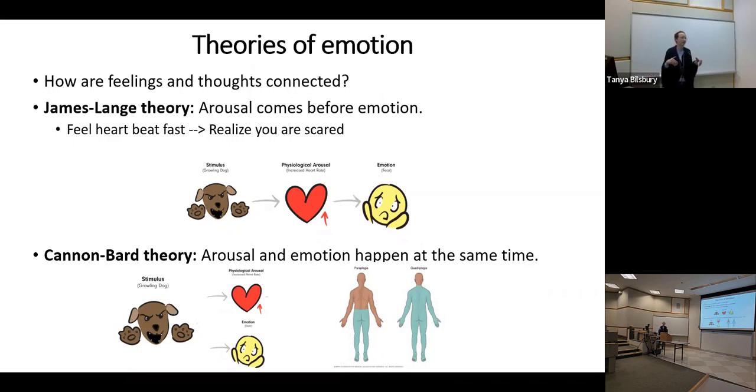Our thoughts and our cognition can influence our arousal. Your interpretation of that dog changes the way you feel about it. But yeah, that's my friend's dog. And then there are people who have paraplegia and they can't feel anything below the neck. And they actually don't experience emotion the same way after that. So that suggests they're not independent, they're in fact dependent.